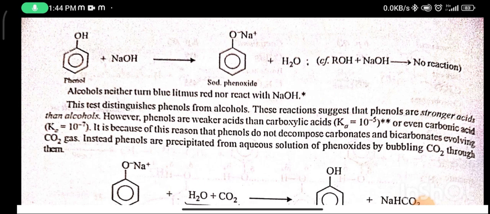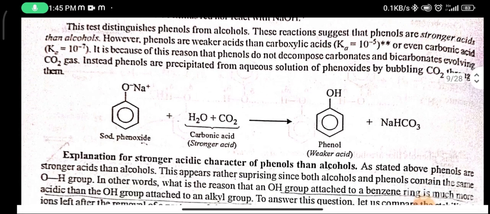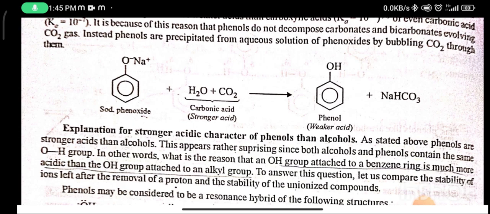Alcohols neither turn blue litmus red nor react with NaOH. This test distinguishes phenols from alcohols. These reactions suggest that phenols are stronger acids than alcohols. However, phenols are weaker acids than carboxylic acids or even carbonic acid. It is because of this that phenols do not decompose carbonates and bicarbonates with CO2 gas. Instead, phenols are precipitated from an aqueous solution of phenoxide by bubbling CO2 through it.